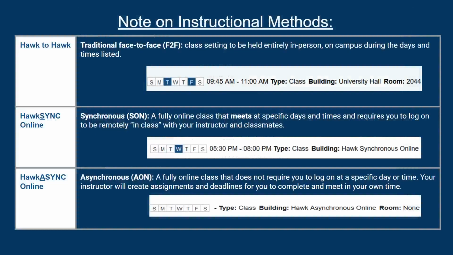Montclair offers courses in several different methods. Hawk to Hawk, which is our face-to-face. Hawk Sync, which are our synchronous classes. These require a meeting and are typically held over Zoom or other online platform. Hawk Asynchronous. These are fully online classes that do not require meetings at a specific time, or hybrid. Pause here to read more about each modality type.